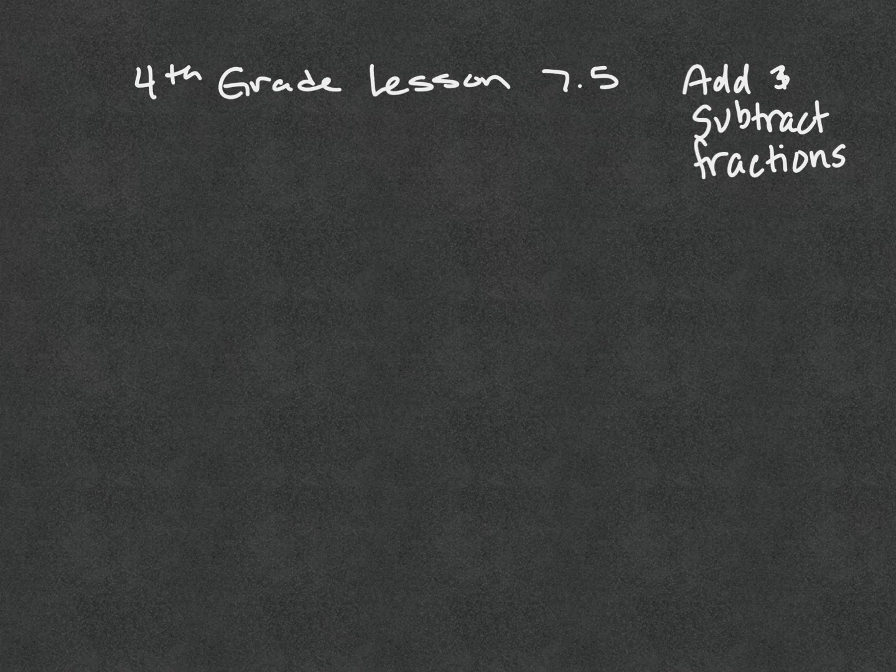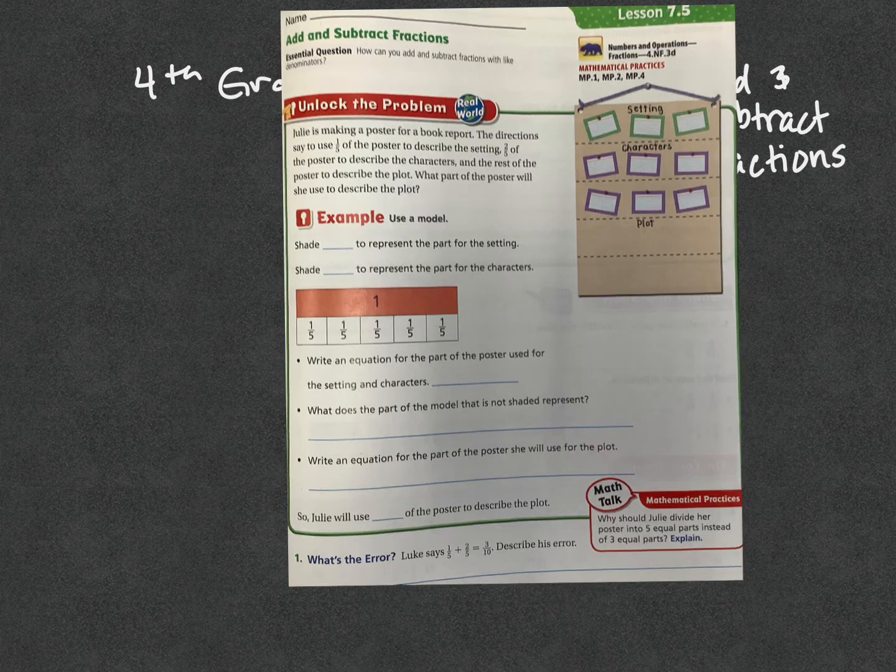Fourth grade lesson 7.5 is add and subtract fractions. Let's have a look at this lesson. Our essential question is, how can you add and subtract fractions with like denominators? So we're still dealing with denominators that are the same. Our pizza is being cut up in the same way, so we don't have to do any manipulations on that. We're now just adding and subtracting without use of the models, but hopefully with the previous two lessons, you won't need the models anymore. We'll unlock the problem.